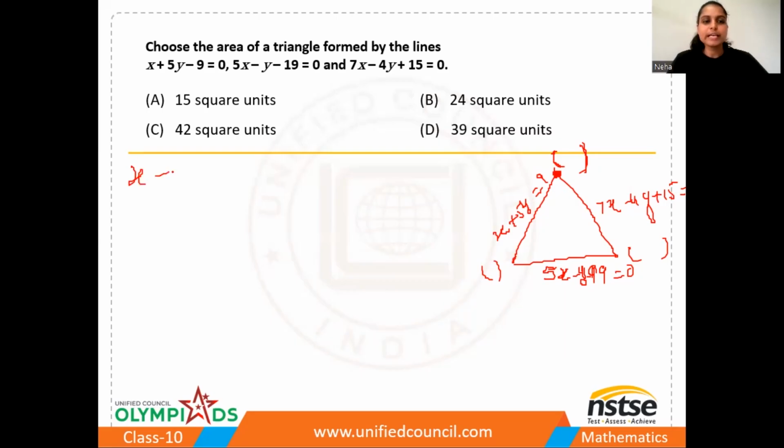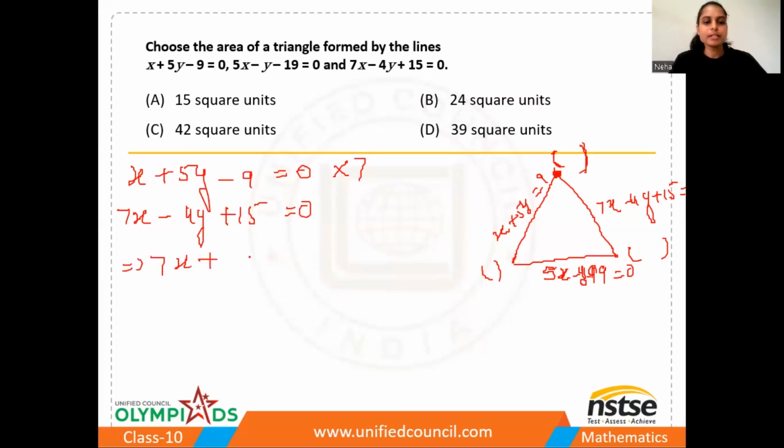So the equation is x plus 5y minus 9 is equal to 0, and this is 7x minus 4y plus 15 is equal to 0. So what I can do, I can just multiply the equation number 1 with 7, right? So it becomes 7x plus 35y minus 63 is equal to 0. Now I have the equation, and this equation I also have with me. Okay, so now what I can do, I can just subtract the equation, right?